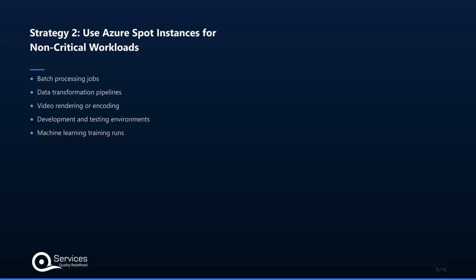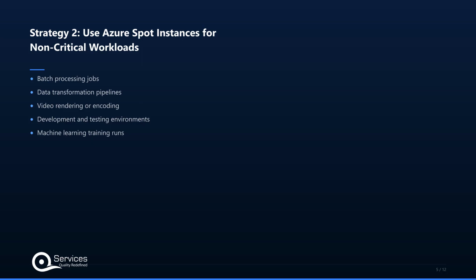Strategy 2. Use Azure Spot instances for non-critical workloads. Azure Spot instances let you use Microsoft's spare compute capacity at discounts of up to 90% compared to standard pricing. The trade-off is that Azure can evict your instance with 30 seconds notice when that capacity is needed elsewhere. That sounds risky, but Spot instances are well suited for specific workloads. Batch processing jobs, data transformation pipelines, video rendering or encoding, development and testing environments, machine learning training runs.